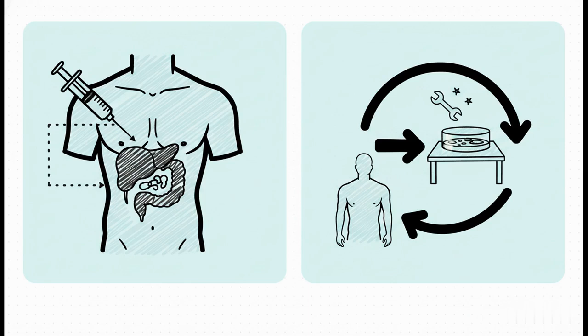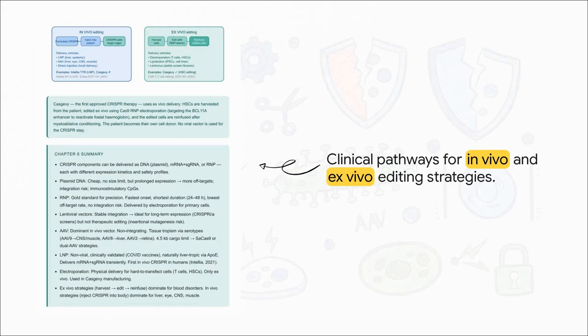Ex vivo, also called autologous editing, works completely differently. You actually harvest cells from the patient, edit them in a lab outside the body, perform quality control, and then reinfuse those newly edited cells right back into the patient. In the real world, for in vivo editing, we rely heavily on LNPs to target the liver, or AAVs to target the eye or CNS, but the ex vivo pathway is equally monumental.